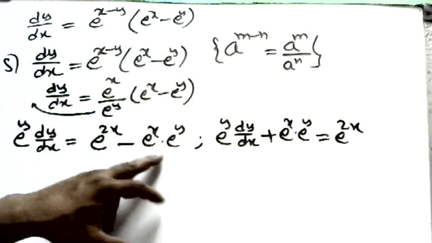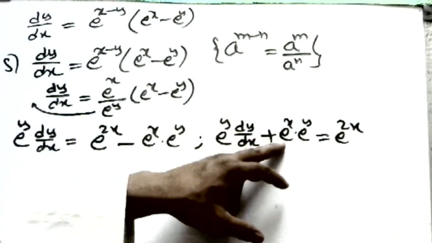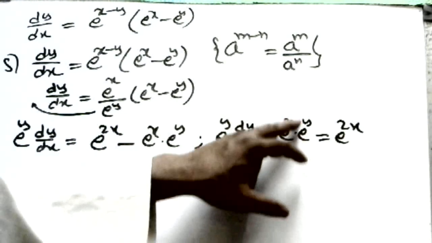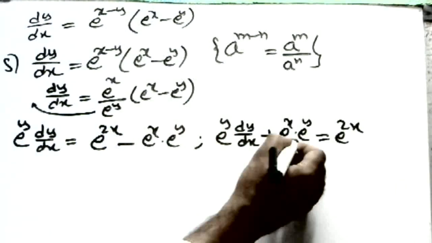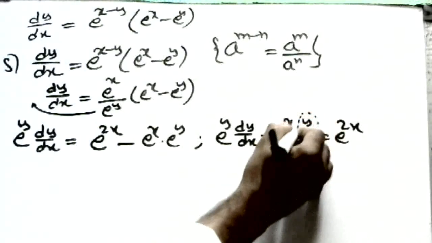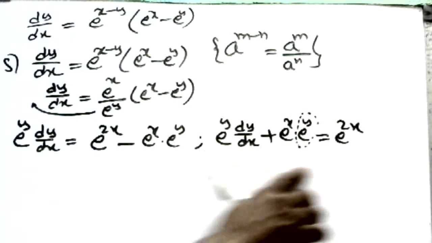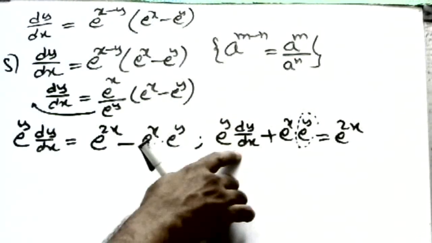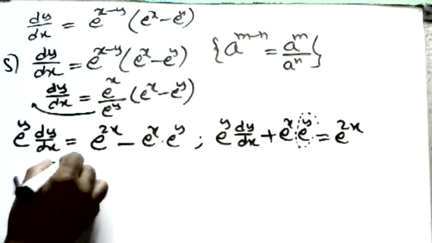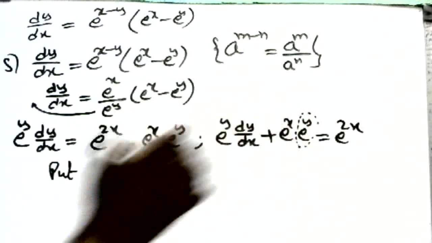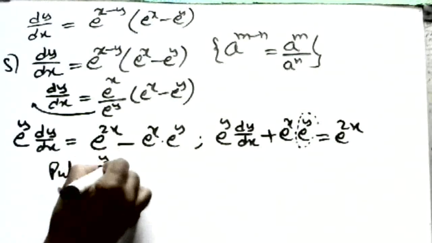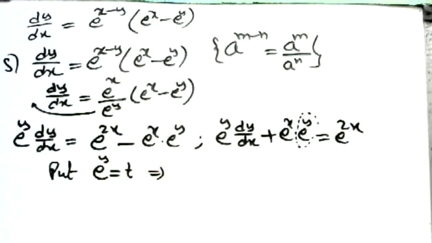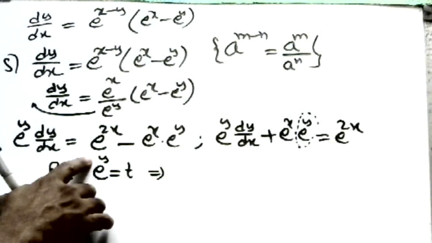Once more observe this one, e power y dy by dx plus e power x e power y equals to e power 2x. See here, if we take this value as t, then this will change into linear form. This e power y dy by dx will become dt by dx. So this is the method here. Put e power y equals to t. Now differentiate both sides with respect to x.